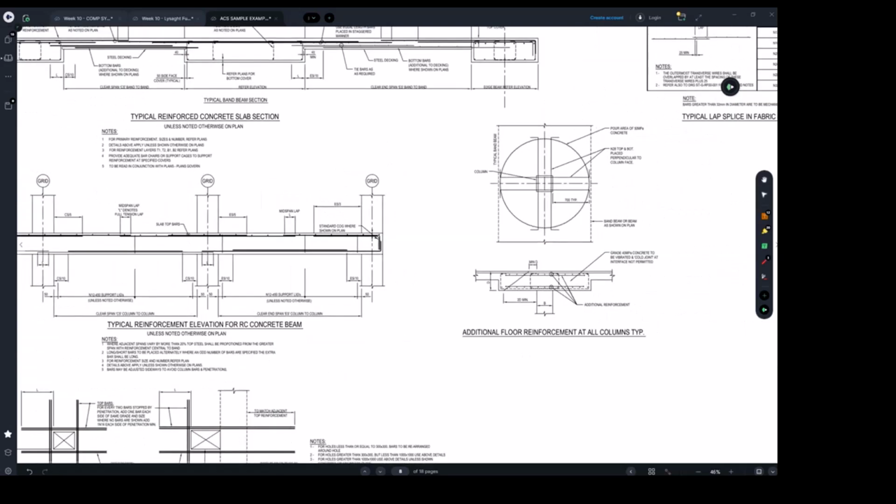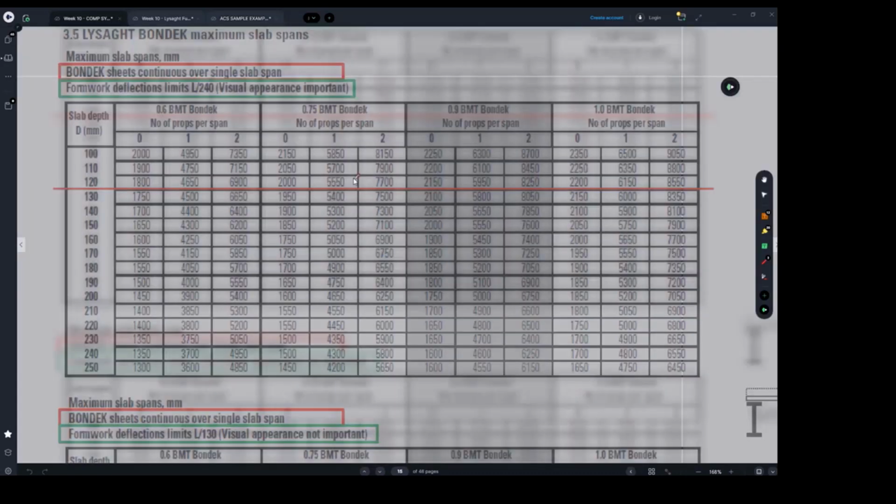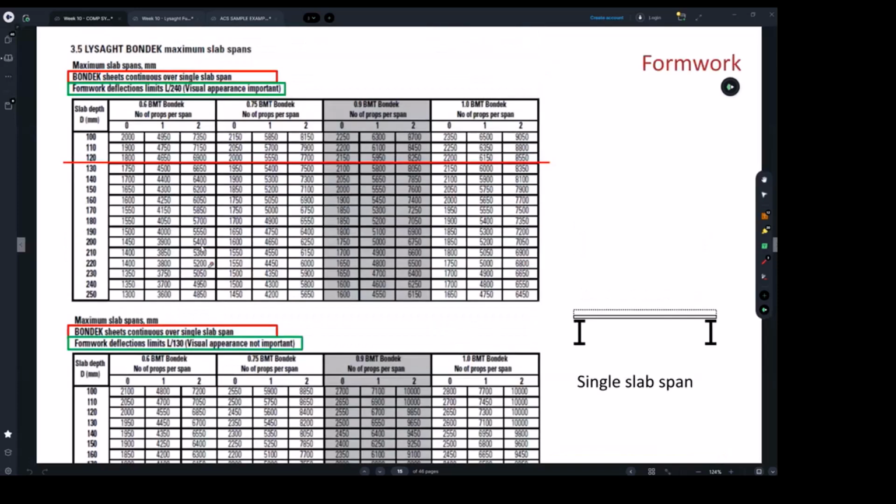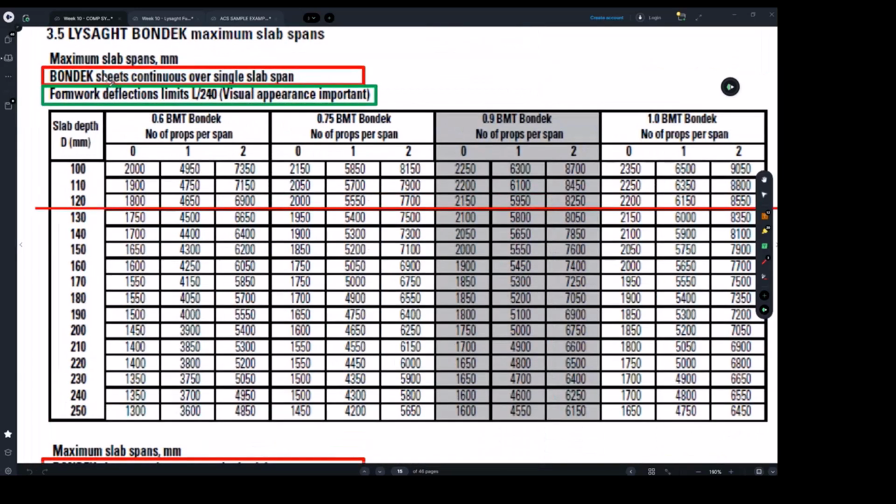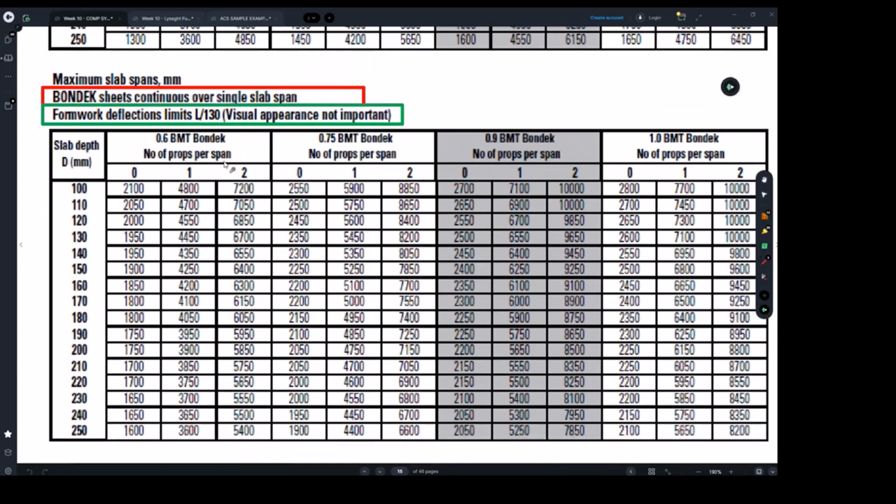Right. Let's go back to our notes. So I think we're all okay. But one thing I did not tell you in the question, which you guys answered: the question will tell you whether visual appearance is important. That means I'm going to keep it as flat as span over 240. If the question clearly indicated that visual appearance was not important, then you can actually use the table.